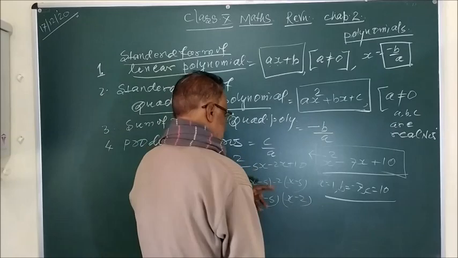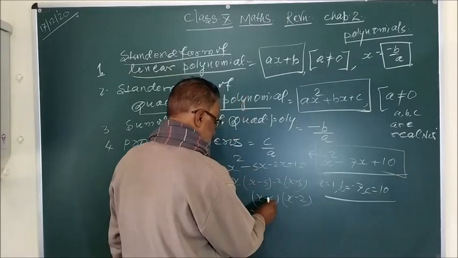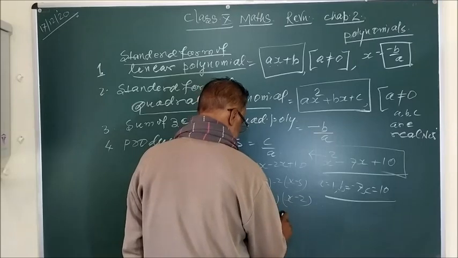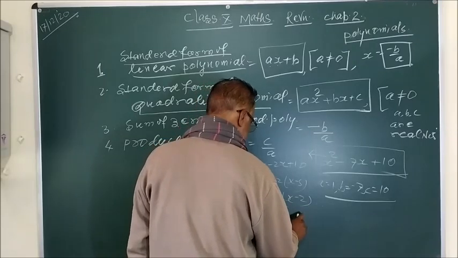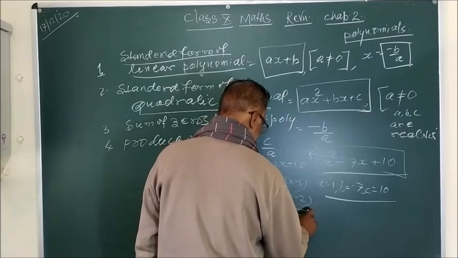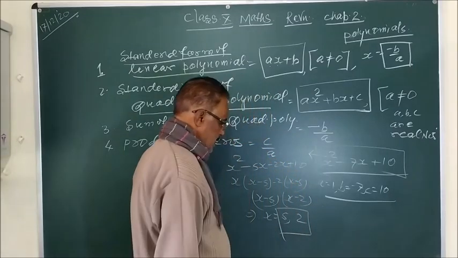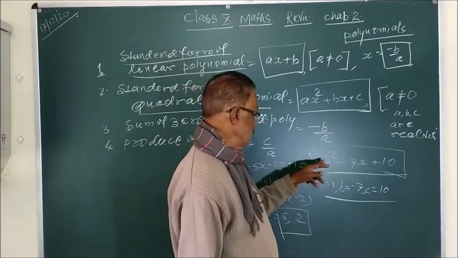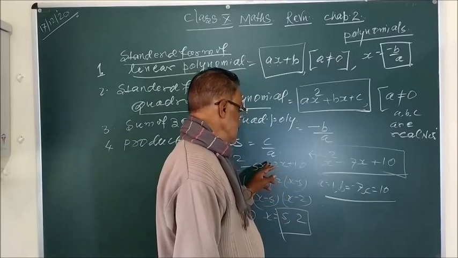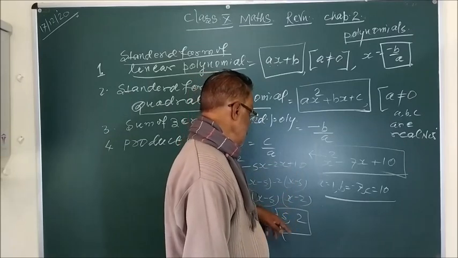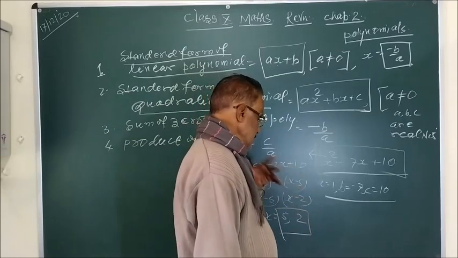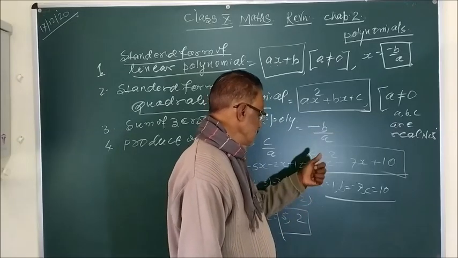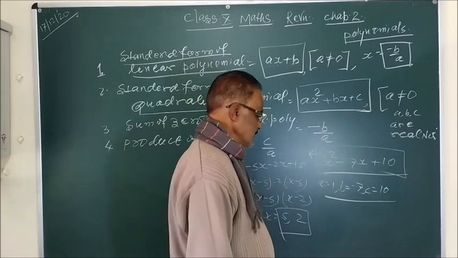And the value should be 0. So this should be 0. This means x should be how much? 5 or 2. So these are the values of x, and these values are called zeros. So what are the zeros of this given polynomial? 5 and 2. In other words, if you put these values one by one in this given polynomial, you will get 0.